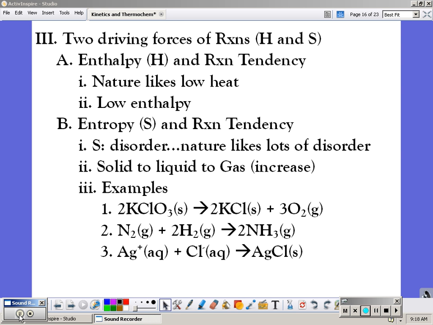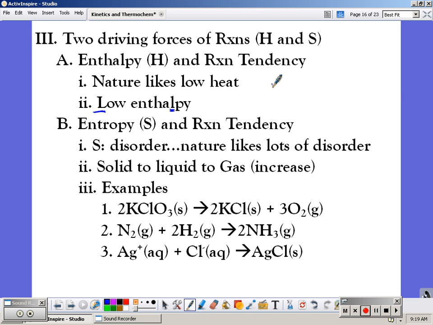In order for a reaction to be spontaneous, we have to look at two different driving forces. We have enthalpy, which, remember, is heat. Nature likes low heat, so we like low enthalpy. There's an L and an L to help us remember that.